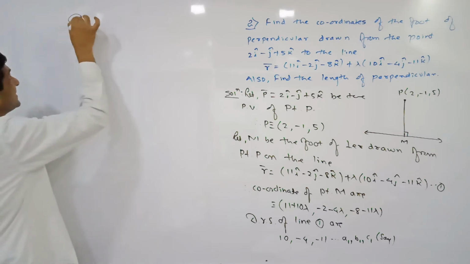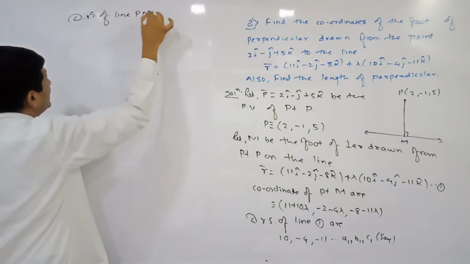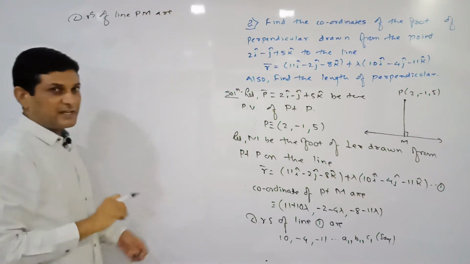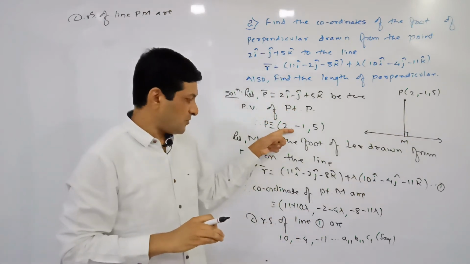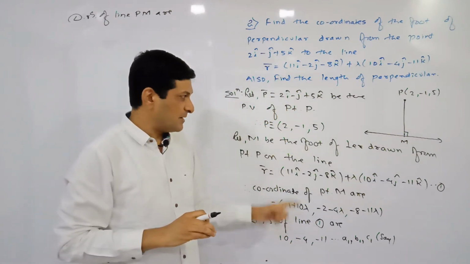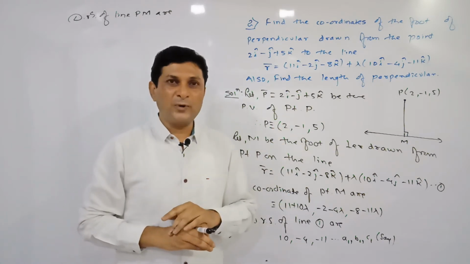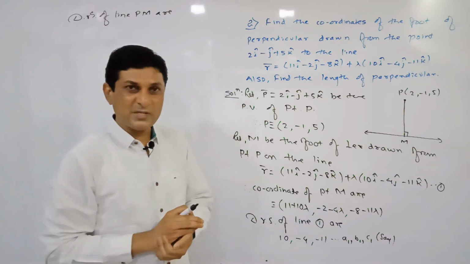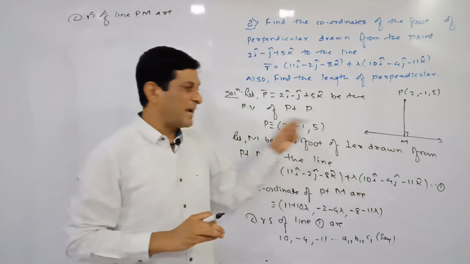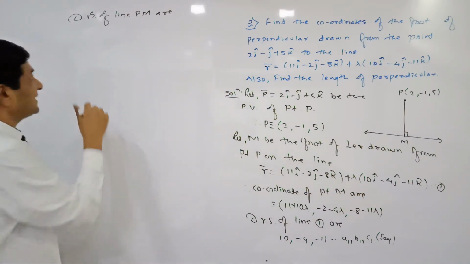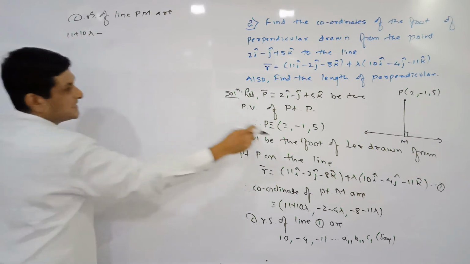The direction ratios of line PM: if you observe this line very carefully, these are the coordinates of point P and these are the coordinates of point M. So the coordinates of two points on that line are known to us. If the coordinates of two points on a line are known, then the direction ratios can be found as x2 minus x1, y2 minus y1, z2 minus z1. So see what result we will get here: 11 plus 10 lambda minus 2.